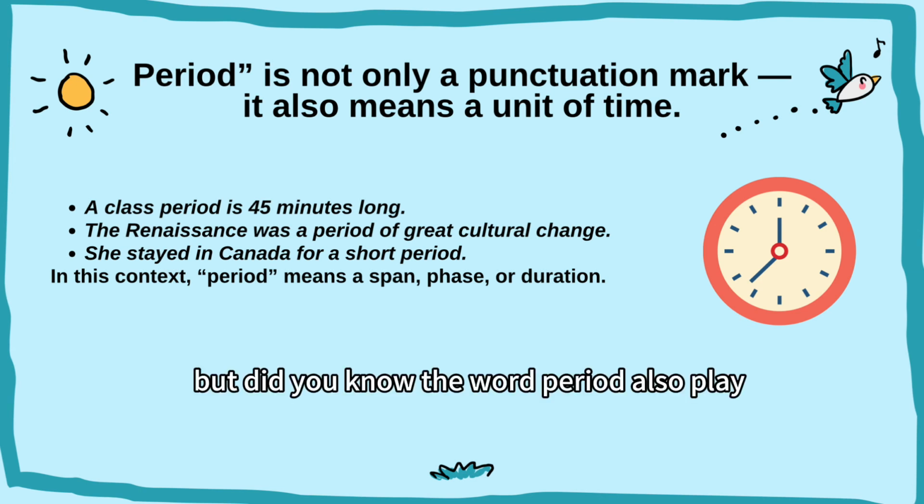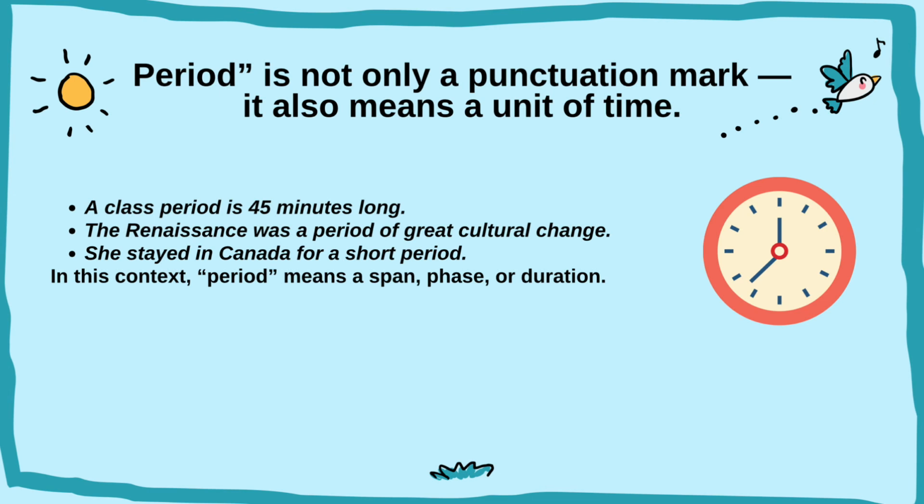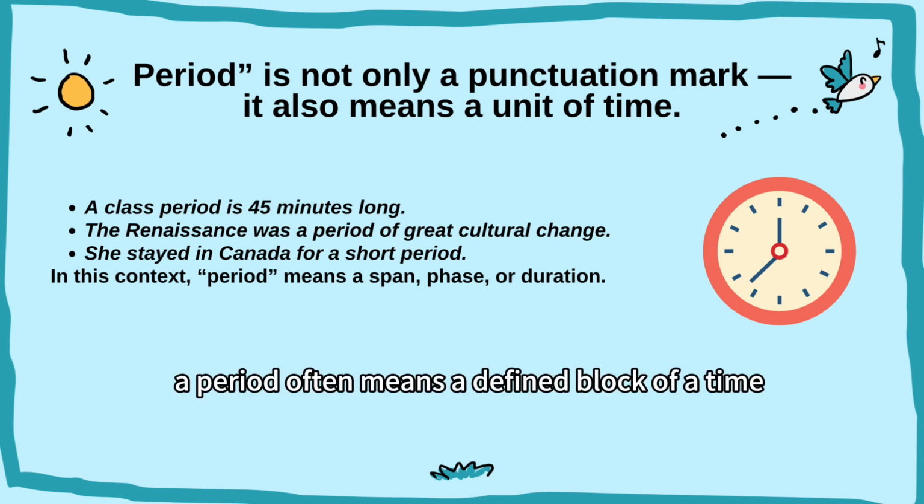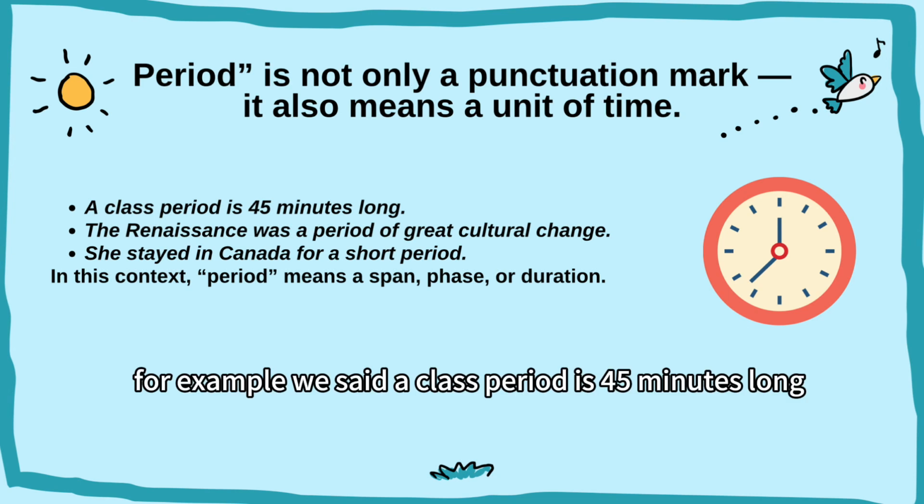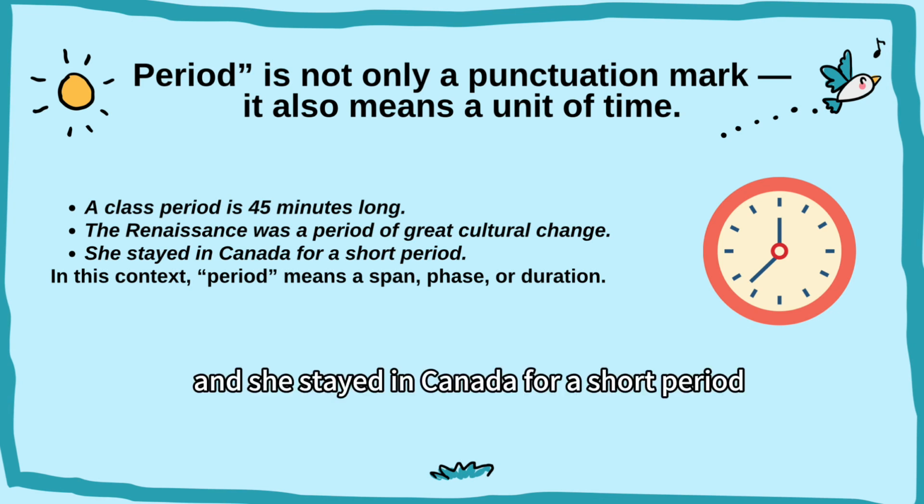But did you know the word period also plays an important role in how we talk about time? In English, a period often means a defined block of time. For example, we say a class period is 45 minutes long, and the Renaissance was a period of great culture. And she stayed in Canada for a short period.